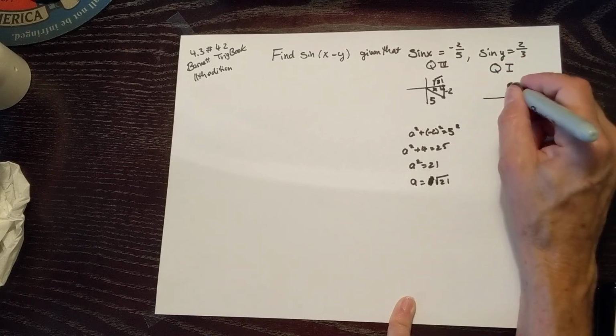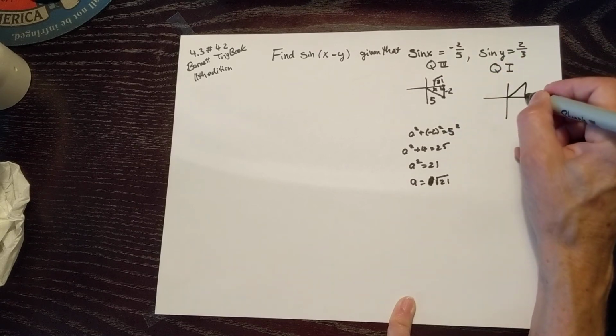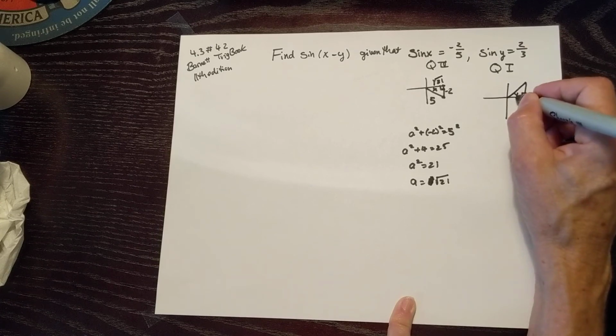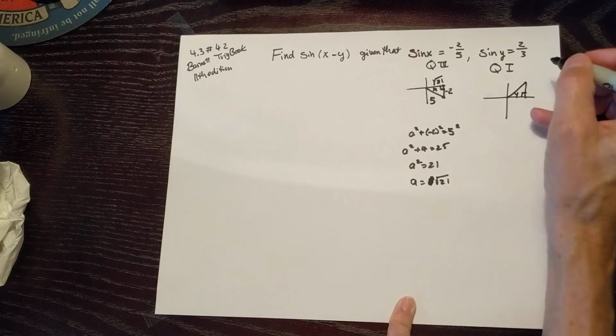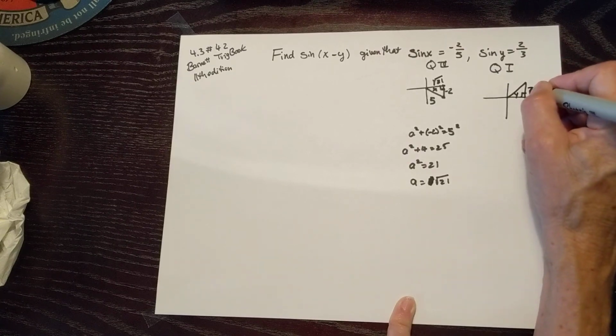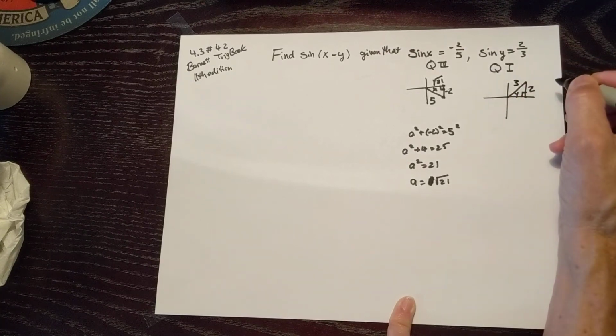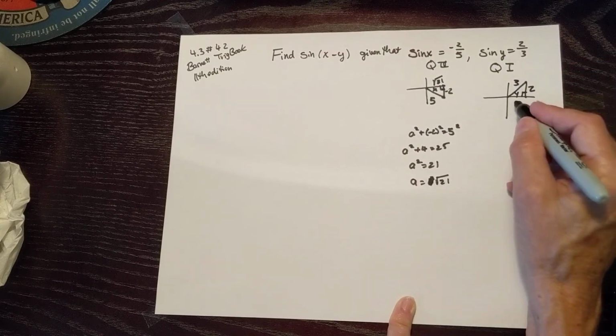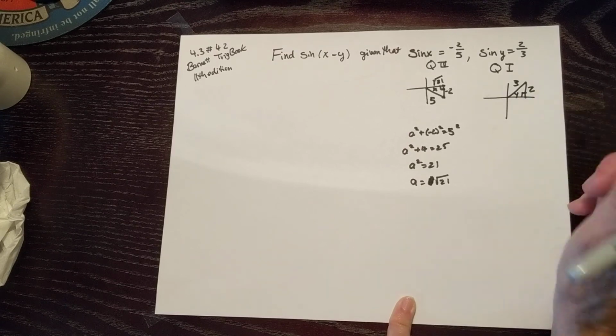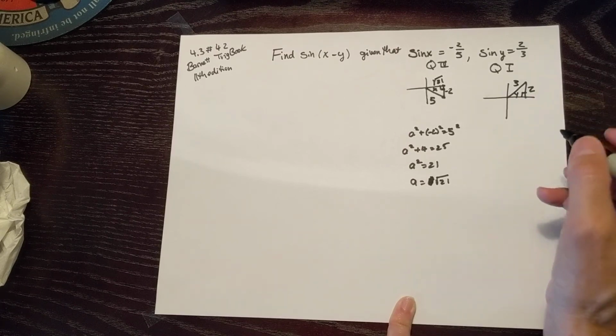Angle y is in quadrant 1, so I'm going to draw a reference angle in quadrant 1. I'm going to label it y. It tells me the sine of y is equal to 2 over 3. Sine is opposite over hypotenuse. Everybody's positive in quadrant 1, so I know that I can solve for this value using the Pythagorean Theorem again.